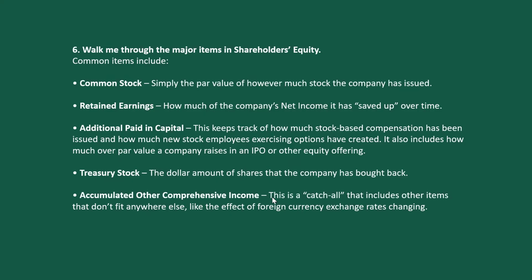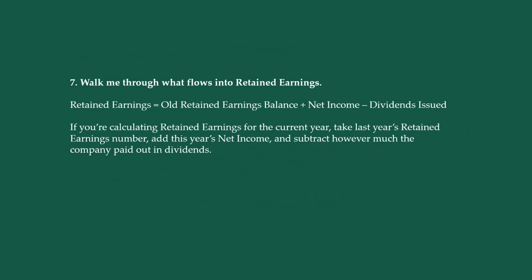Accumulated other comprehensive income. This is a catch-all, so anything else goes to accumulated other comprehensive income. Okay, so let's move to question number 7.